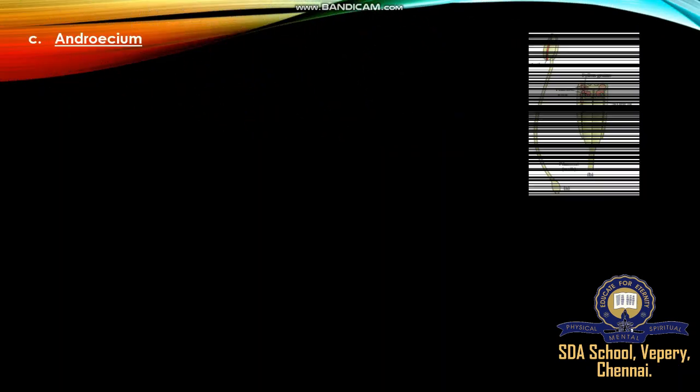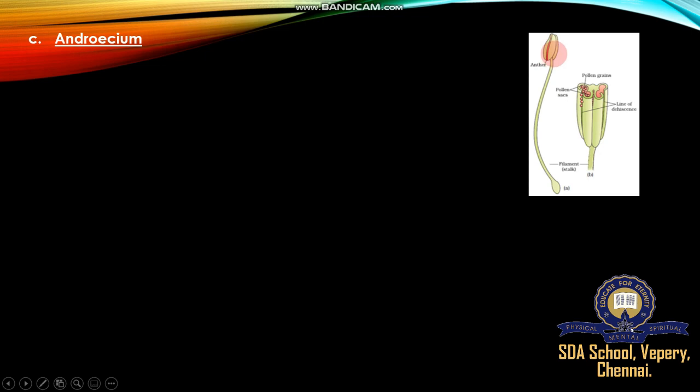Next, androecium. Androecium consists of stamens, sometimes in many numbers, sometimes a limited number. They come under monoadelphous, diadelphous, polyadelphous. Stamens consist of filaments and anther. If you take a cut section of this anther, we will find a butterfly-shaped structure consisting of pollen sacs and pollen grains inside.